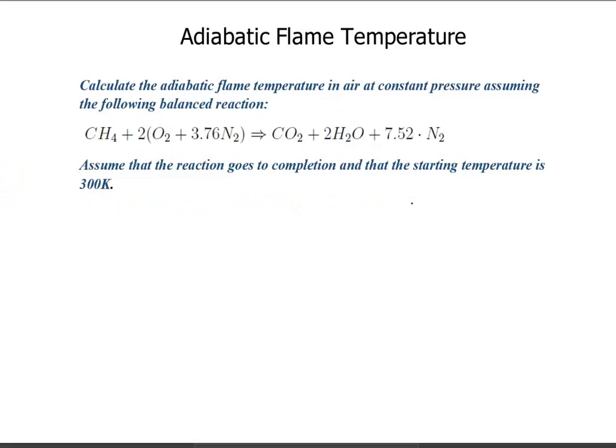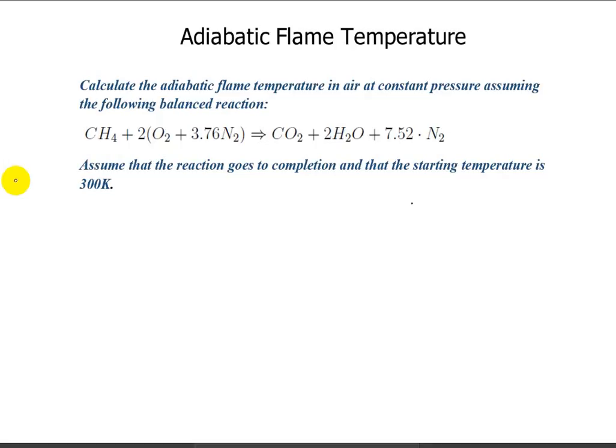Our problem says, calculate the adiabatic flame temperature in air at constant pressure, assuming the following balanced equation. I want to point out that there's a separate video on how to balance combustion equations with air. If you need to look at that, there's a link in the notes.